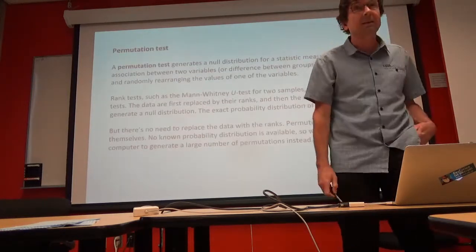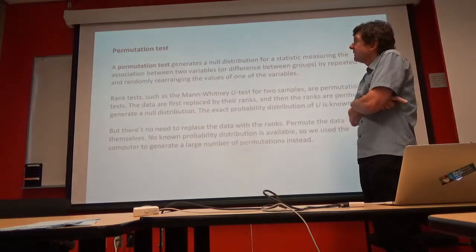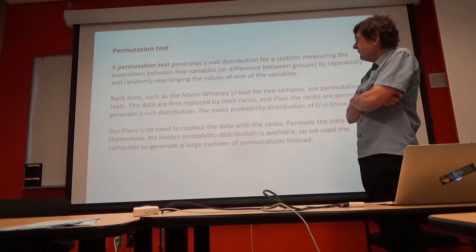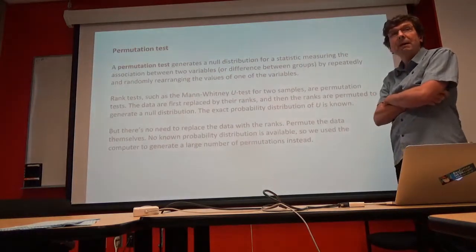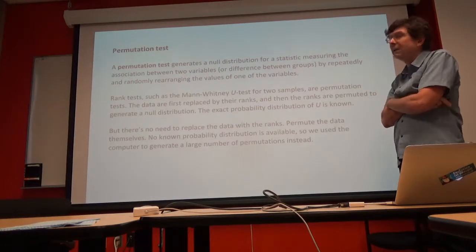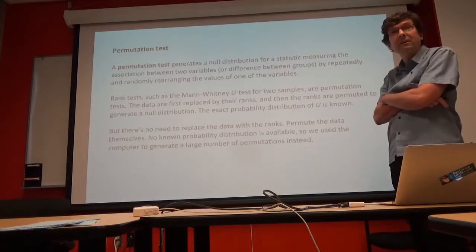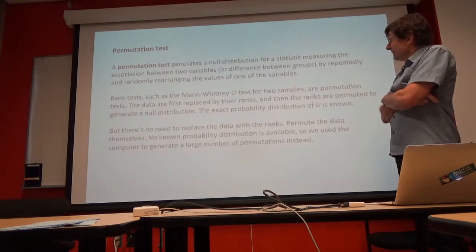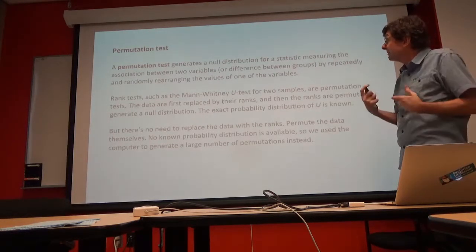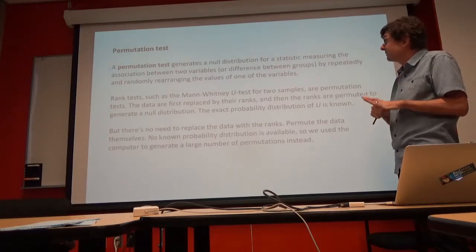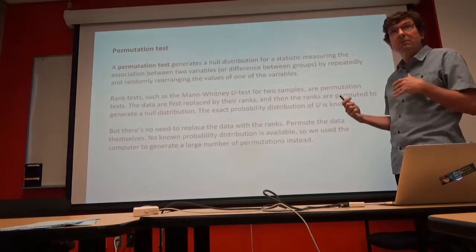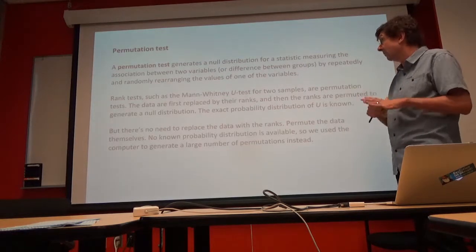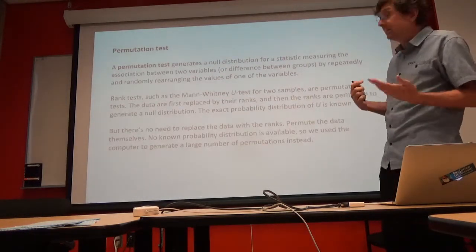I'm going to start with the hypothesis testing framework. The permutation test is a method that generates a null sampling distribution for a test statistic. Generally when we carry out a permutation test, we're looking for differences between groups, or we're looking for an association between two variables. I'm treating both of those as essentially the same thing.